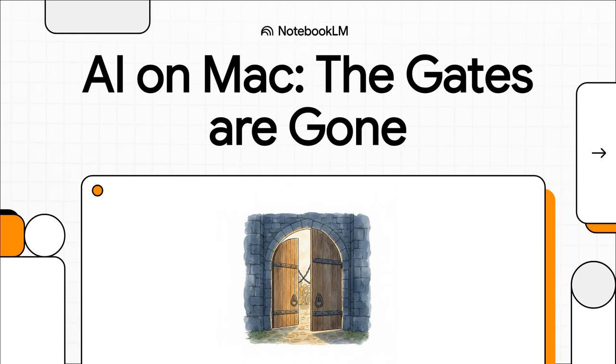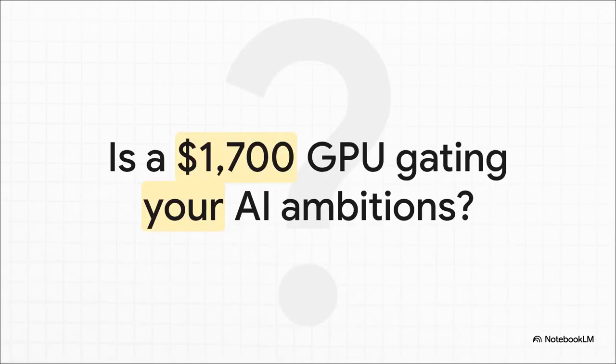All right, let's talk about a huge shift happening in AI development, especially if you're a Mac user. For what feels like forever, there's been this massive hardware wall standing in the way of doing serious AI work. Well, guess what? That wall is finally coming down. So let me just ask you this straight up. Is a $1,700 GPU the one thing holding back your AI ambitions? Because for so many developers out there, the answer, until right now, was a super frustrating yes.